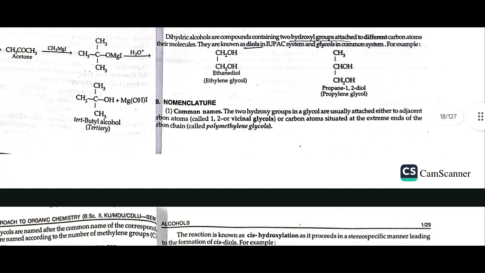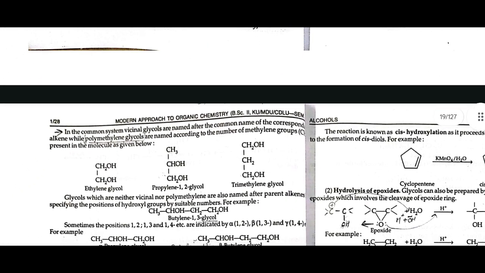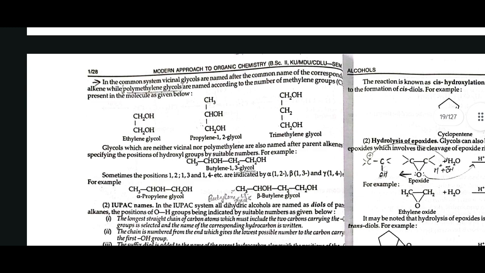Nomenclature. First, common name. The two hydroxy groups in a glycol are usually attached either to adjacent carbon atoms, called 1,2 or vicinal glycols, or to carbon atoms situated at the extreme ends of the carbon chain, called polymethylene glycols. In the common system, vicinal glycols are named after the common name of the corresponding alkene, while polymethylene glycols are named according to the number of methylene groups present in the molecule, as given below.